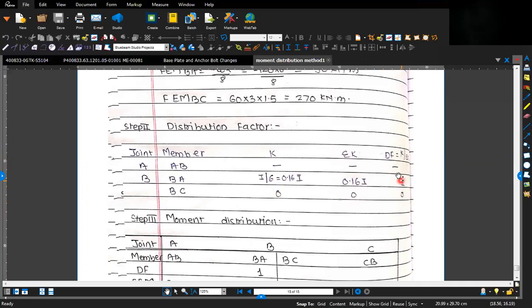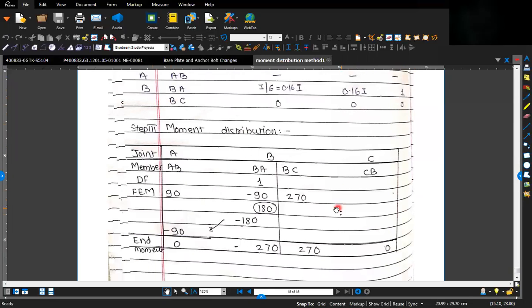And finally this is the summation of stiffness, and the distribution factor is equal to member stiffness divided by joint stiffness. Always remember, whatever the stiffness of that particular joint is, it is equal to unity, that is 1. Now moving towards the next important step, step 3, moment distribution.